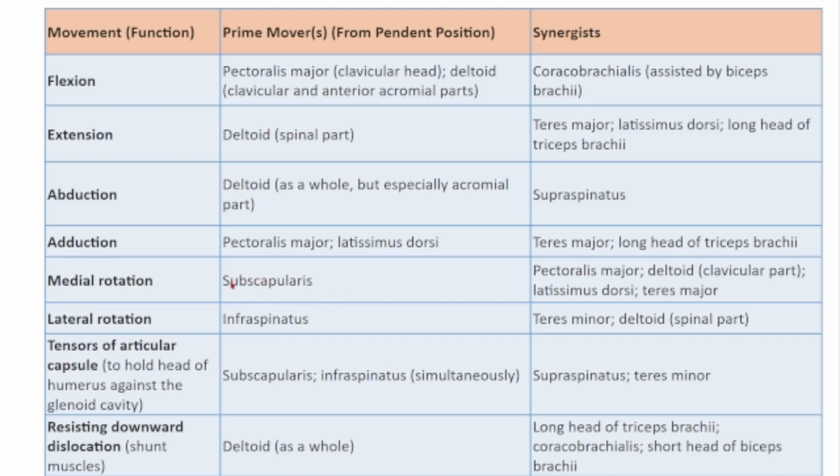So if you have a patient with shoulder pain and the only way you can reproduce their pain is with internal or medial rotation, then they almost certainly have pathology of the subscapularis. There are, of course, synergistic muscles, but this is a good clue because it is the only true medial rotator. And then there are some other things that help hold the glenohumeral joint together and resist downward dislocation. So let's review some pathology.